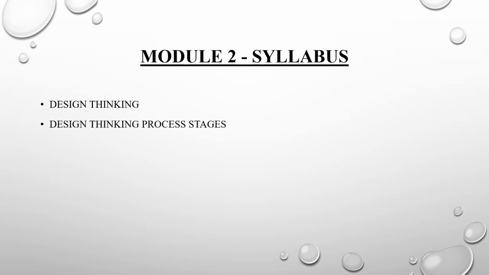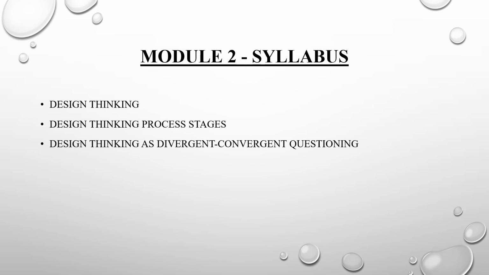This module includes mainly four topics. First, design thinking approach, the definition. Then design thinking process stages. There are 5 stages. First, empathize. Second, define. Third, ideate. Fourth, prototype. And fifth, test. So these are the 5 stages in the design thinking process. We will discuss each term in detail later.